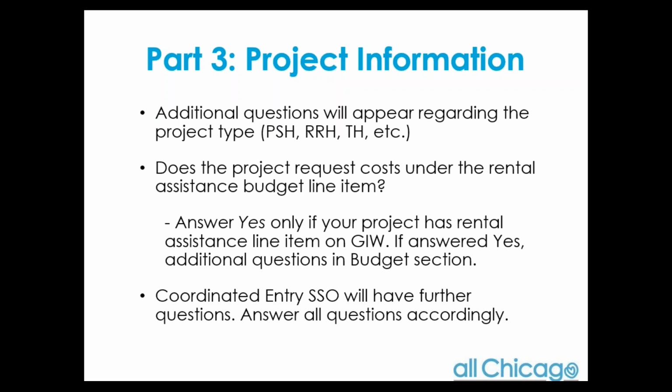Most projects will have a question regarding, does the project request cost under the rental assistance budget line item? You'll only answer yes there if you have a rental assistance line item on the GIW, if you have that budget category on the GIW. Again, you'll want to reference that grant inventory worksheet to make sure you're answering that accurately, because additional questions will appear in your budget section if you answer yes to that. Coordinated entry SSOs will have a bunch of further questions, so just answer all those questions accordingly if that is your project type.